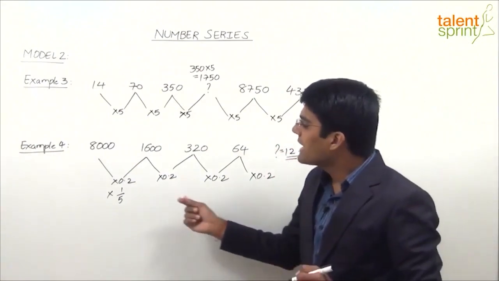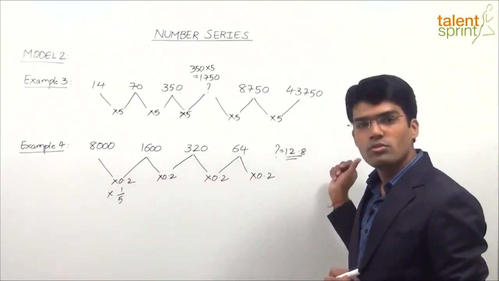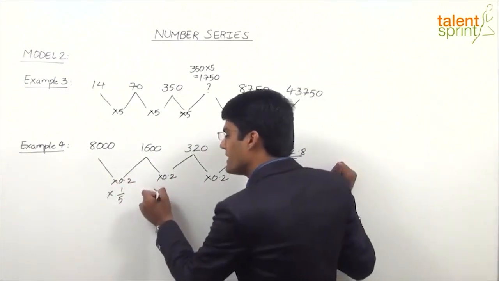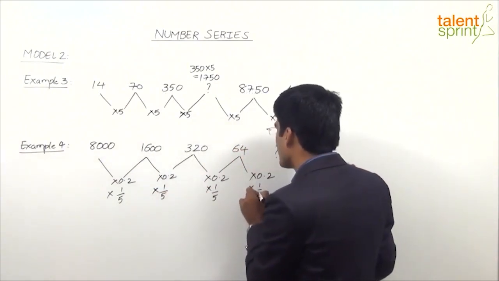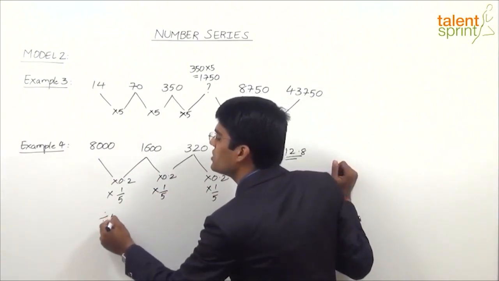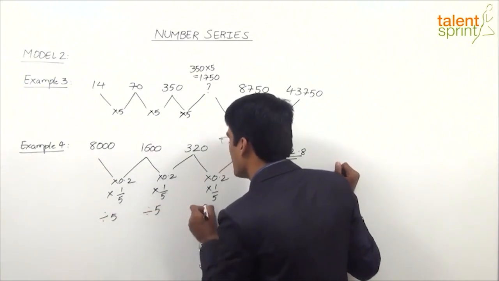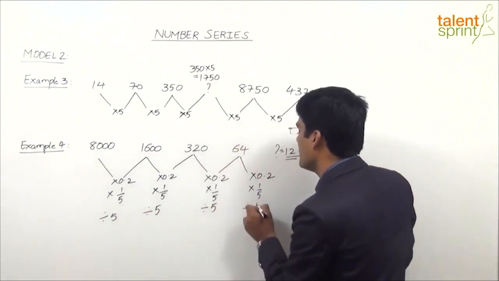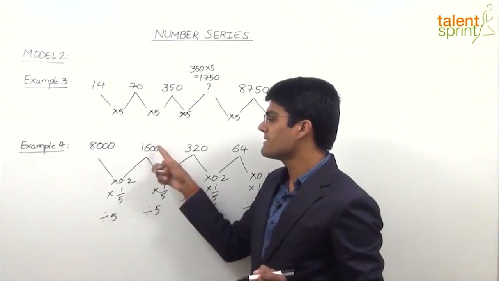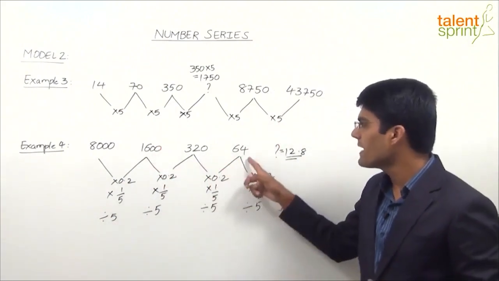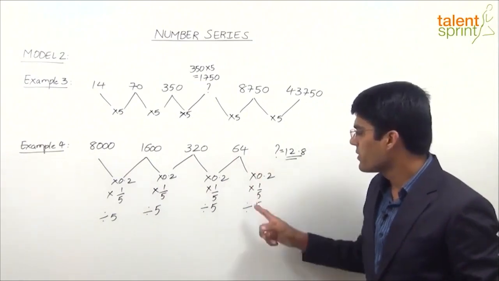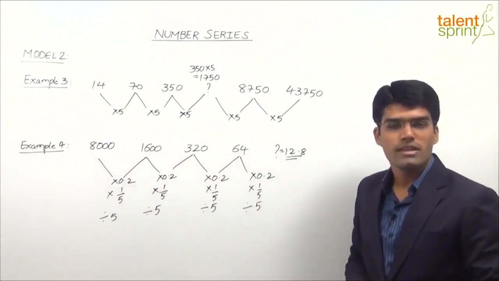So as you can see, either we can take it as into 0.2 for all the terms, or it can be taken as into 1 by 5. Or you can also understand it as divided by 5. Each term when divided by 5 gives us the next term. For example, 8,000 divided by 5 is 1,600. 1,600 divided by 5 is 320. 320 divided by 5 is 64. So 64 divided by 5 will be equal to 12.8.